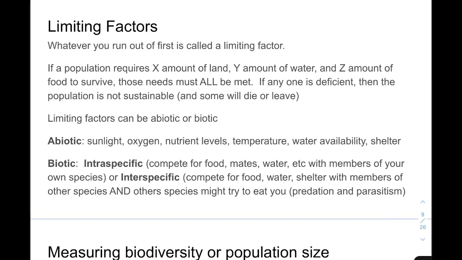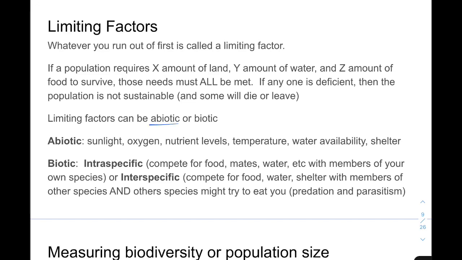For life to exist, we have to have all the conditions for life met. And whichever one you run out of first is called your limiting factor. Whatever you are limited in your supply of. So if you have all of the water in the world and all of the food in the world, but it's a 2 square foot space, I don't care how many humans could survive on that amount of water and food. Only one human will fit in that spot.